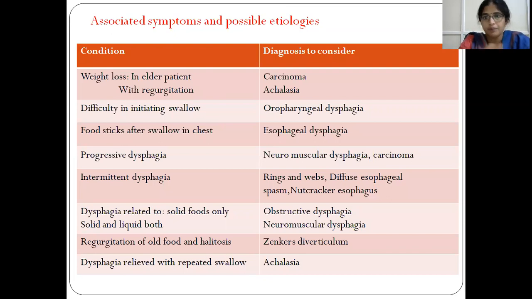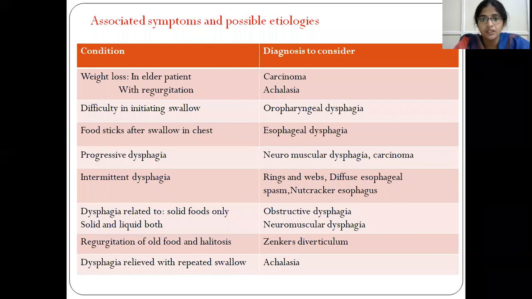Suppose a patient comes and gives a history to us. The patient is telling weight loss, elderly patient, and epigastric burning sensation and all. Weight loss in an elderly patient, we will suspect carcinoma first. If weight loss with regurgitation, we will think of achalasia cardia. Difficulty in initiating swallow means oropharyngeal dysphagia. It could be pharyngeal carcinoma, any esophageal webs, upper esophageal webs. If food sticks in the chest after swallowing, it means esophageal dysphagia.